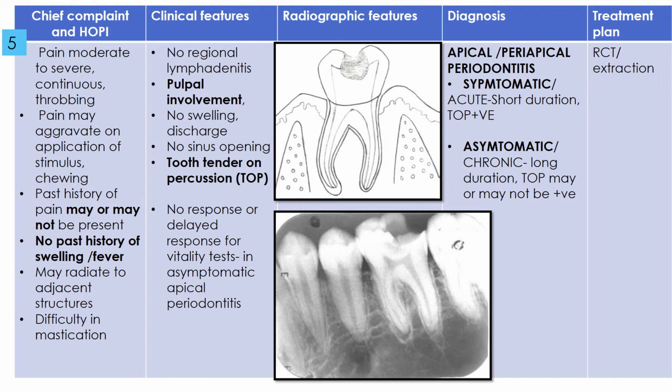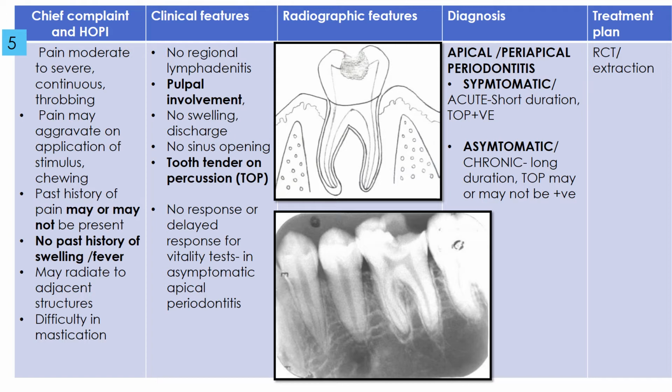Moving on, let's move on to apical periodontitis. Generally, when the caries progresses from pulpitis to apical periodontitis, the patient may complain of pain which is moderate to severe, could be continuous and throbbing as well. The pain may aggravate on application of stimulus such as chewing, generally because the apical fibers are inflamed, and on chewing the tooth tends to move in the socket, and hence typically the patient complains of pain while chewing or biting with those teeth. There may be past history of pain or may not be present at all.